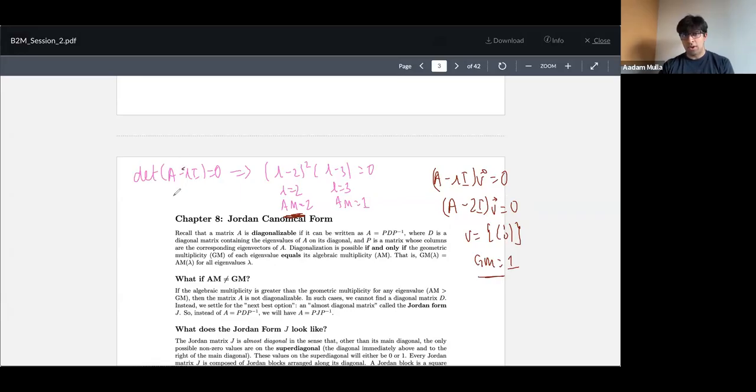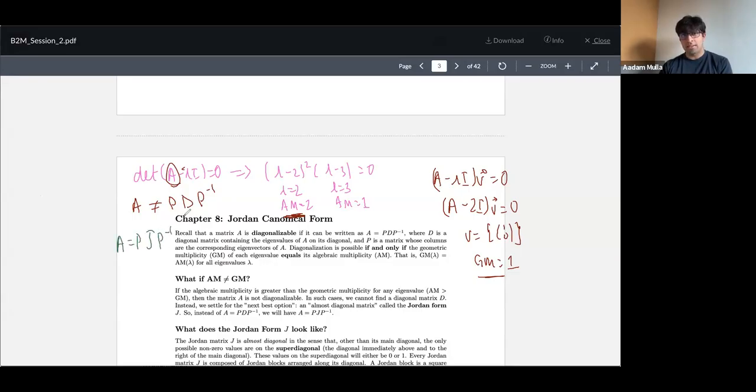That means that this matrix right here, A, would not be diagonalizable. So A would not be able to be written as P D P inverse. We want to get as close as we can to this diagonalization. So this is where we introduce the Jordan canonical form. Basically, we can't get A equals P D P inverse, so we settle for the next best option. And instead, we're going to write A as P J P inverse.